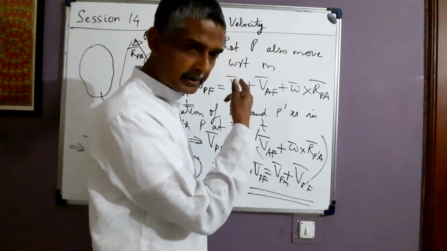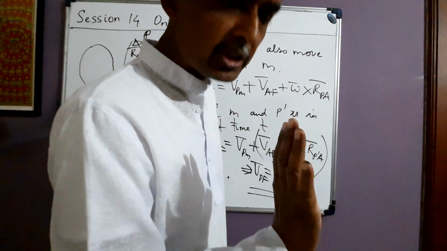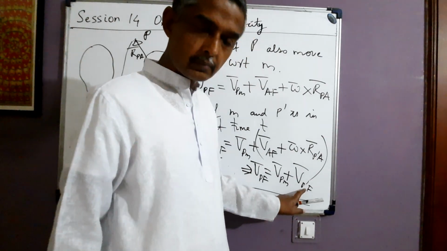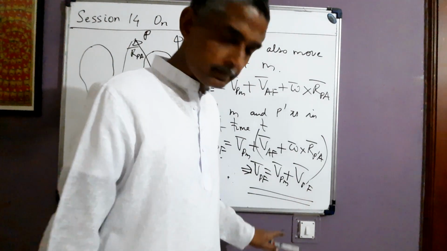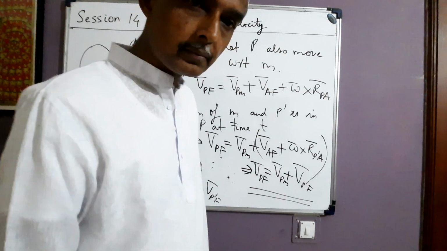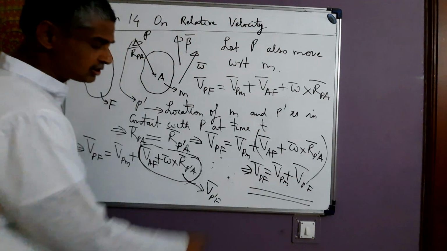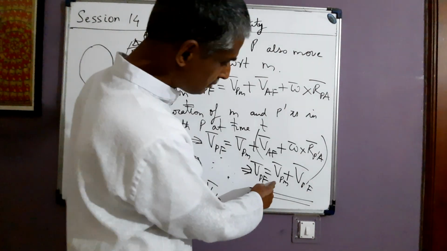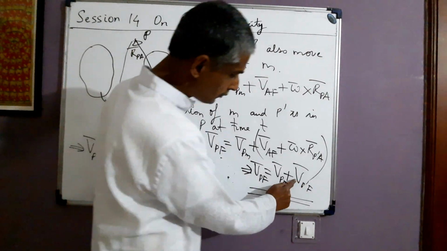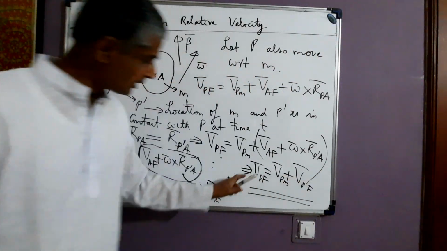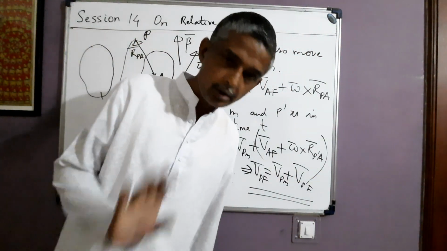P is not fixed with respect to M in the general case, but P dash is a real or imaginary location of M. So P dash and P overlap each other. So VPF is equal to VPM plus VP dash F. So velocity of P with respect to F is equal to velocity of P with respect to M plus velocity of coincident location P dash of M with respect to F. If we add these two terms, we get VPF. Fine. Alright.